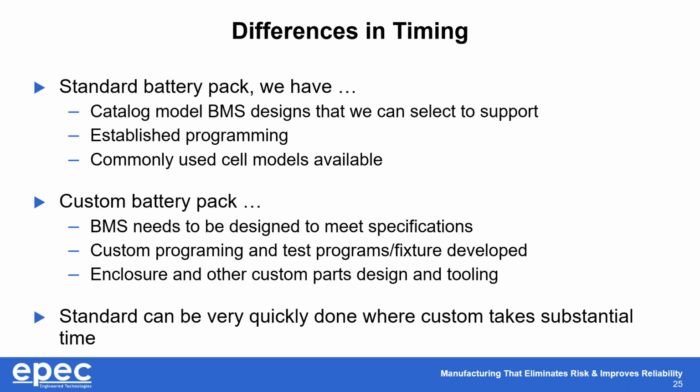So why the difference in time? Like we talked about, with a standard pack, we're usually taking a catalog model BMS and we're changing the programming. We're adding the profile of the cells, and they've got commonly used cells and models that are available. So if you're talking about an 18650 from Samsung, we've got that profile, and so does everybody else. So this is usually very quick, where a custom BMS needs to be designed.